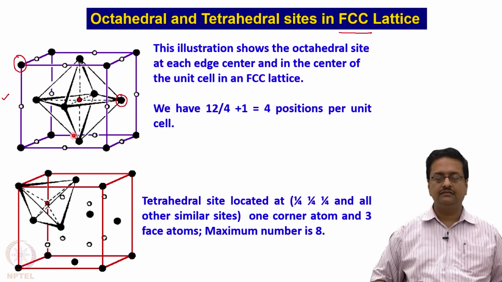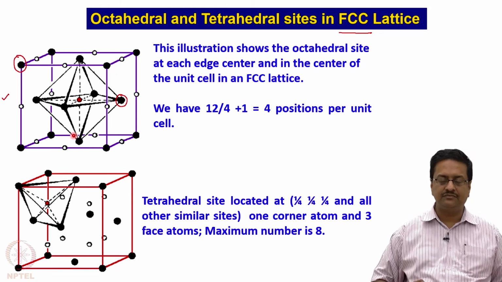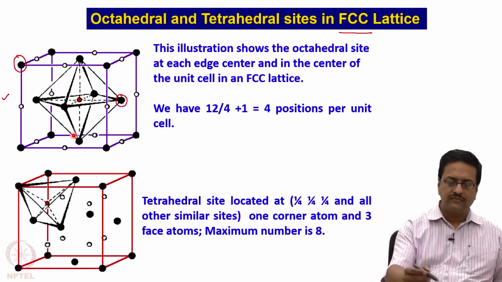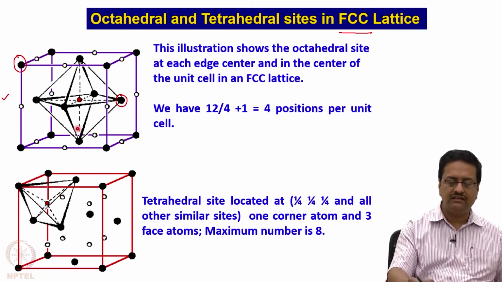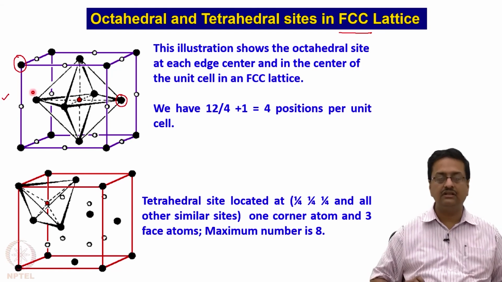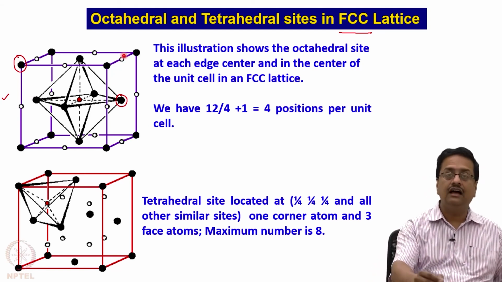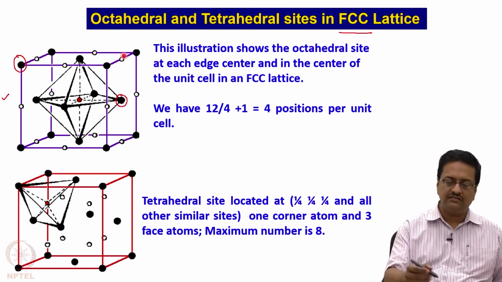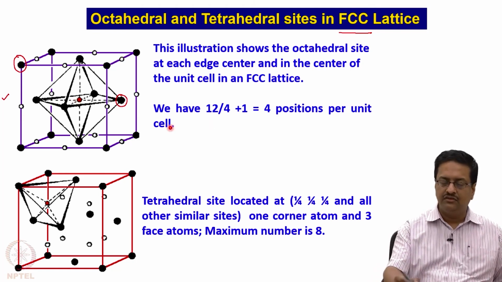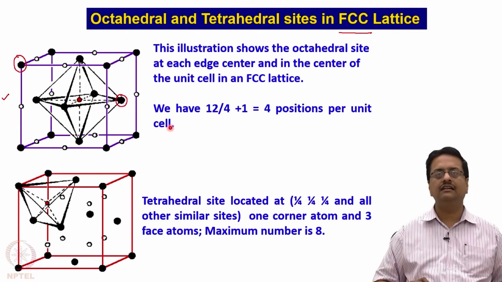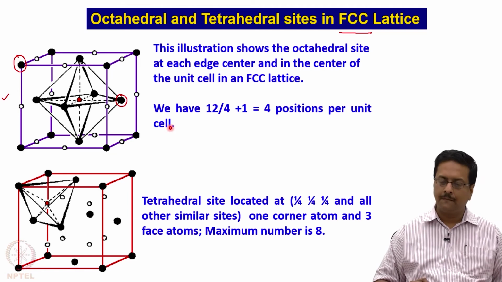and there are 12 such octahedral sites present in this lattice, because you have 1, 2, 3, 4, all the edge centers. So total 12 octahedral sites along the edge centers plus the one which is at the center of the lattice. So that means you have 13 octahedral lattice voids.